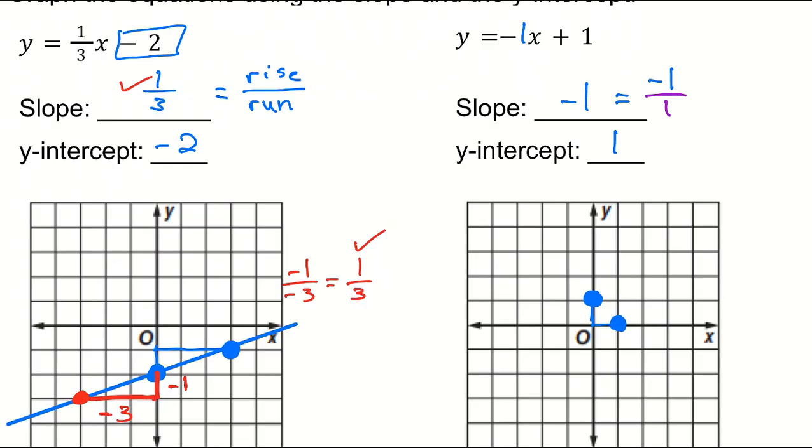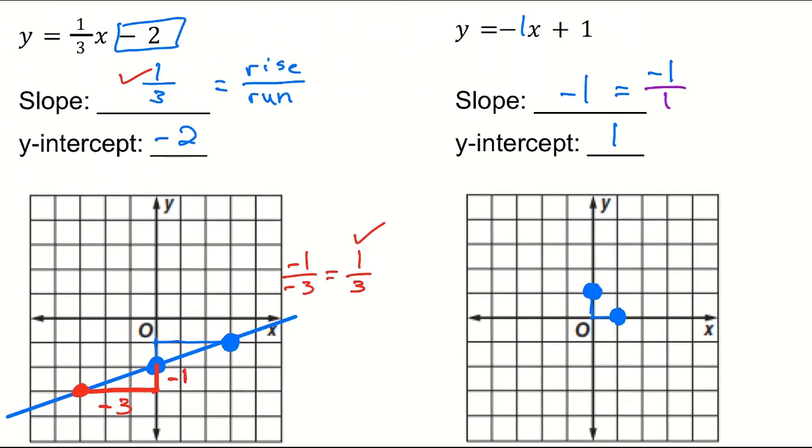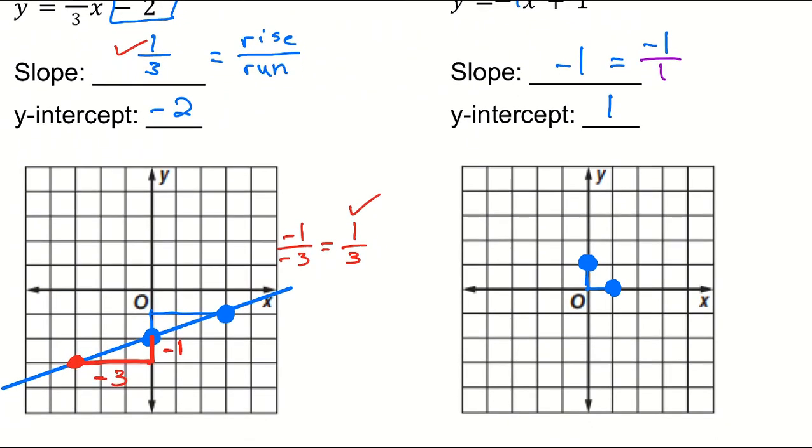And with this, since these points are close together, I would continue to do this a few more times. So I'm going to go down 1, right 1. Down 1, right 1. Down 1, right 1. Not all of these dots are necessary. I'm just showing you. Okay?